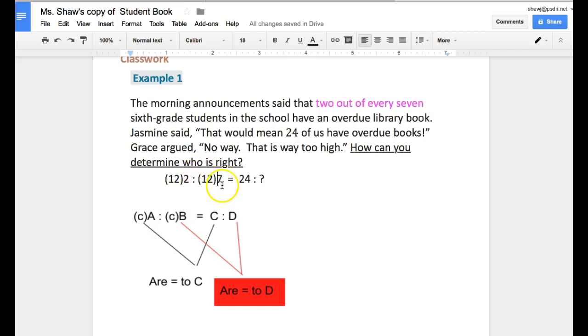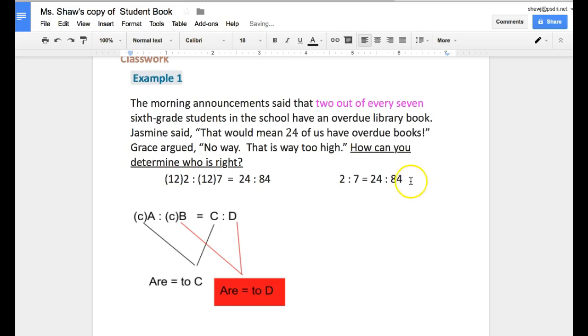And 7 times 12, if you take a minute, go ahead and figure that out on your paper, is 84. So our equivalent fraction, 2 to 7, maybe write it over here, 2 to 7 would be equivalent if the numbers are 24 to 84.